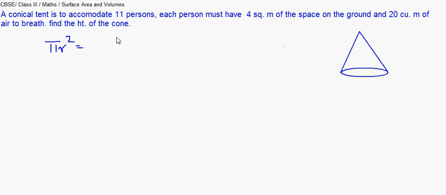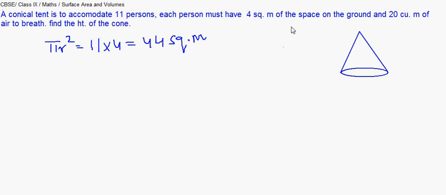Now each person must have 4 square meter of space, and 11 persons can be accommodated. So the base of the tent will be 11 into 4, that is 44 square meter. That's the catch of this question actually. You need to find out pi r square, thereby finding out r from it. This is one piece of information we derive from the question.